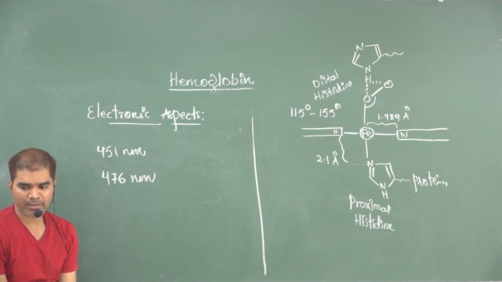Next, the reason for color is pi to pi star ILCT, and interference of iron O2 bonding, iron oxygen bonding.